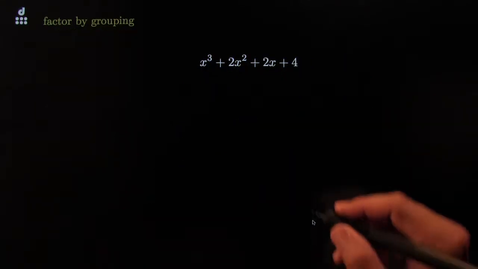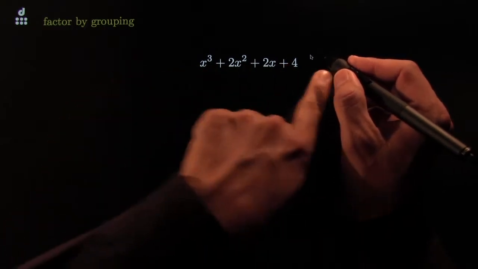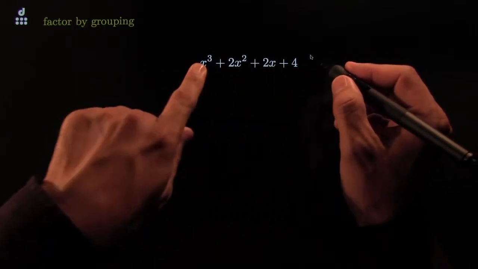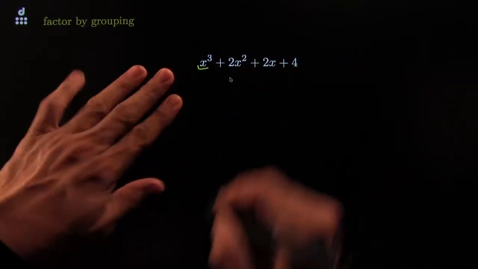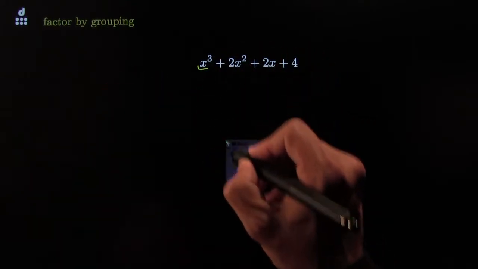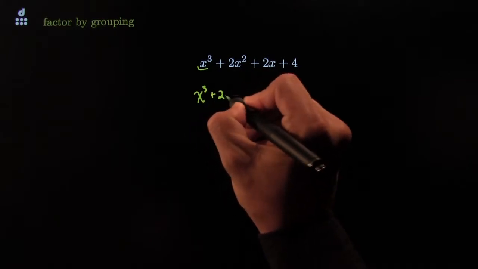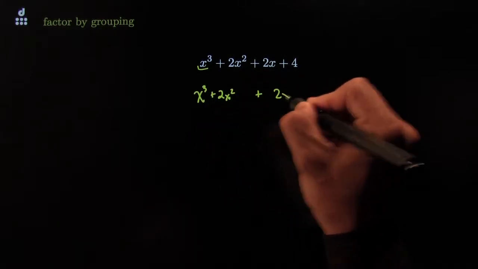Let's try it again. Out of this one, you can't factor anything out of every one of the 4 terms. However, we're going to try our luck with the grouping idea. We're going to group the first 2 and the last 2 and see how that goes: x to the third plus 2x squared plus 2x plus 4.